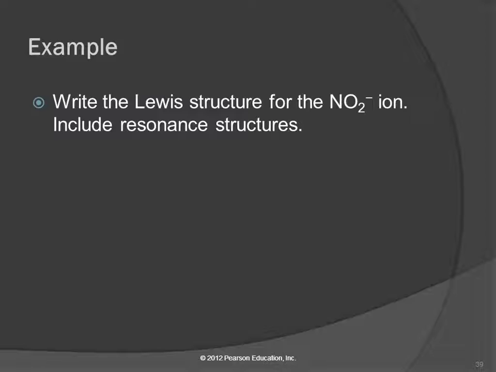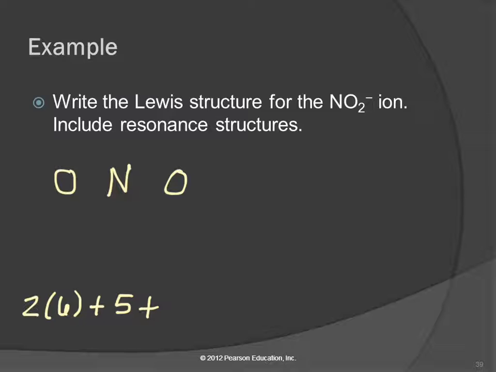Write the Lewis structure for the NO2 minus ion, include resonance structures. Well, we'll put the nitrogen in the middle and the oxygens on each side. 2 oxygens, they each have 6 valence electrons. The nitrogen has 5. The negative charge tells us we have to add an electron, and we're going to end up with 18 electrons.